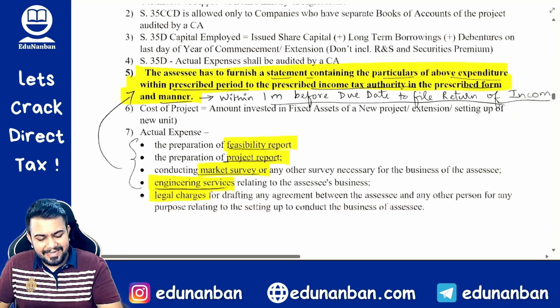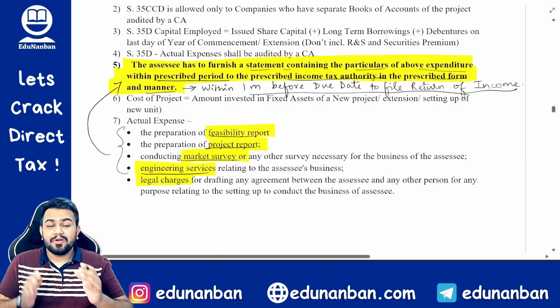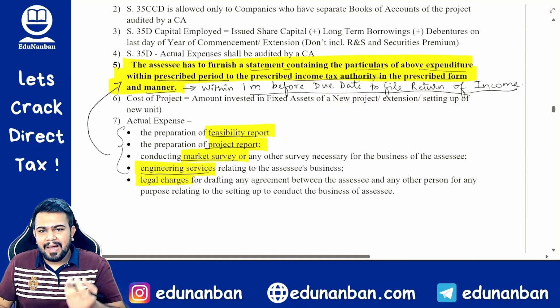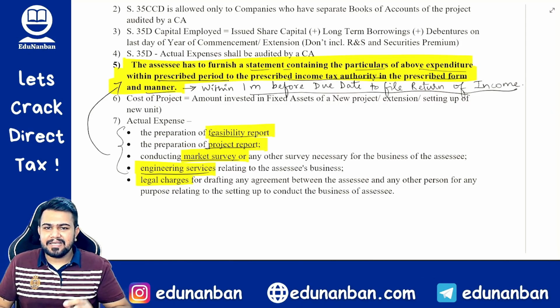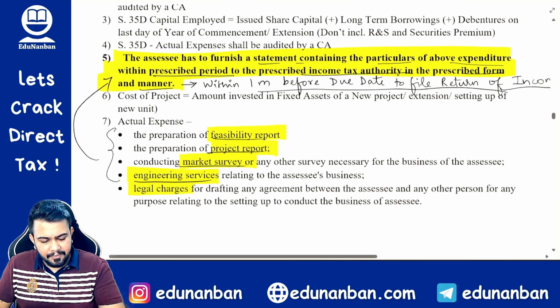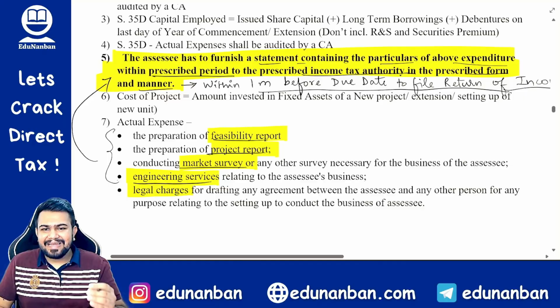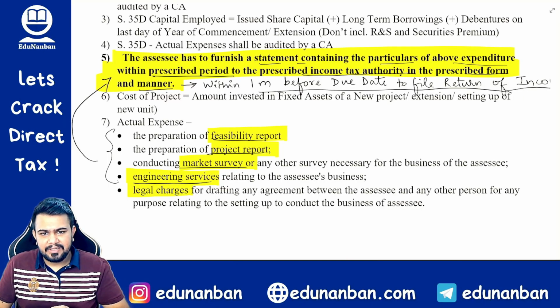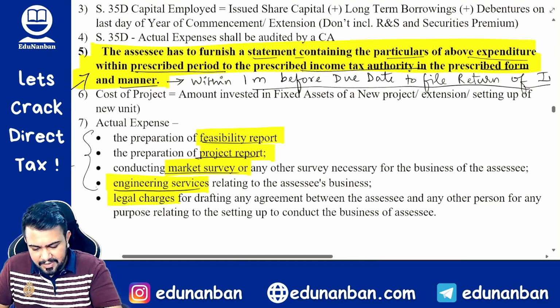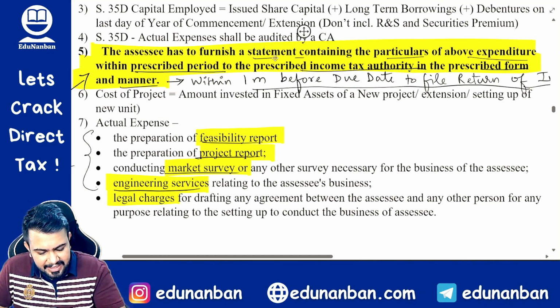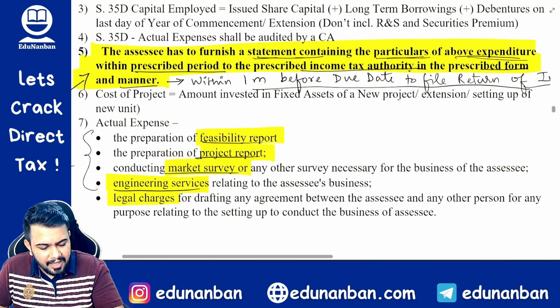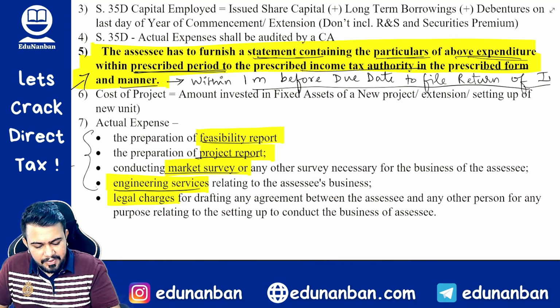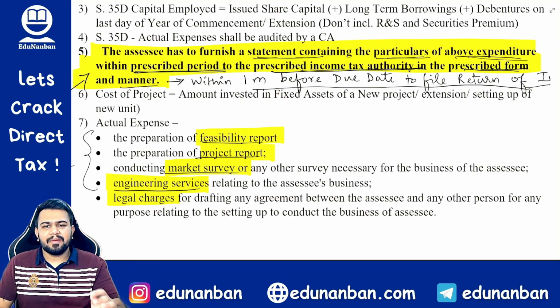So it was a very tedious task for the income tax department, because each and every time it had to give approvals and permissions for incurring these expenditures. So to get rid of that problem, the Income Tax Act has introduced a self-declaration basis of getting the expenses deducted. What is that self-declaration basis? The assessee has to furnish a statement containing the particulars of the above expenditure within the prescribed period to the prescribed income tax authority in the prescribed form and prescribed manner.